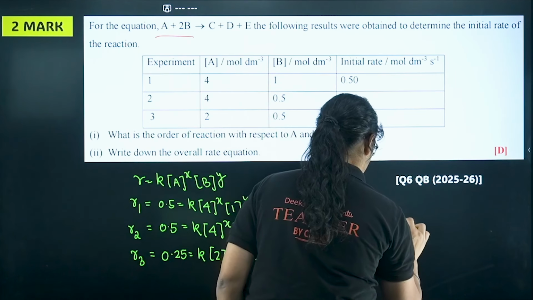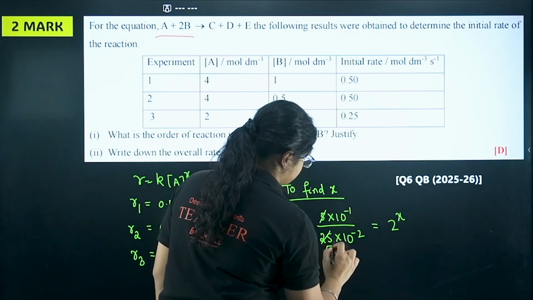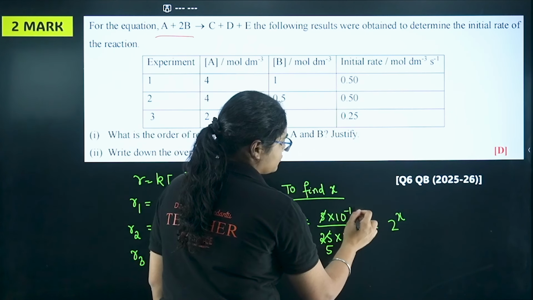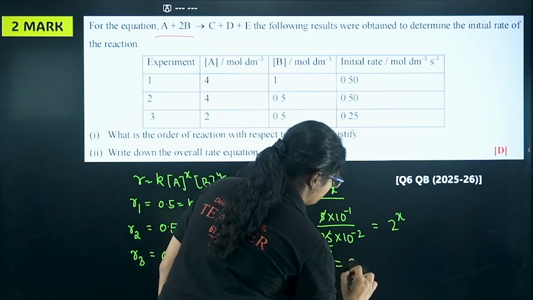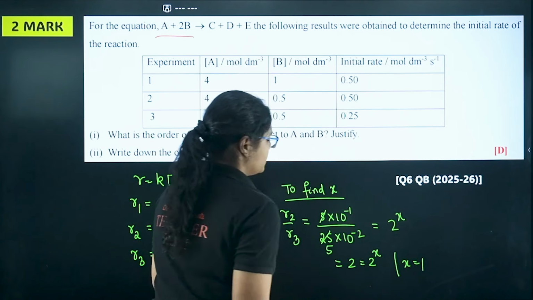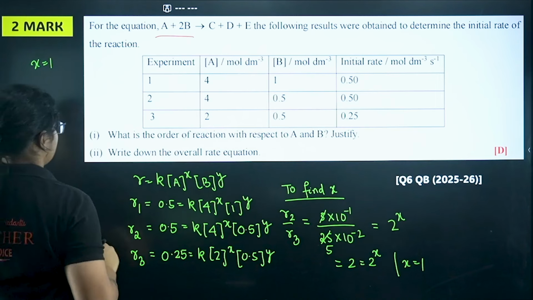So it is 2 to the power of X we will get. Now we can solve 5 ones are 5, 5s are... This goes up, it becomes plus 2. So 2 minus 1 is 1, and you will get 2 equal to 2 to the power of X, and we have X is equal to 1. So for now we have found the value of X, and I'll write that here, X is equal to 1.